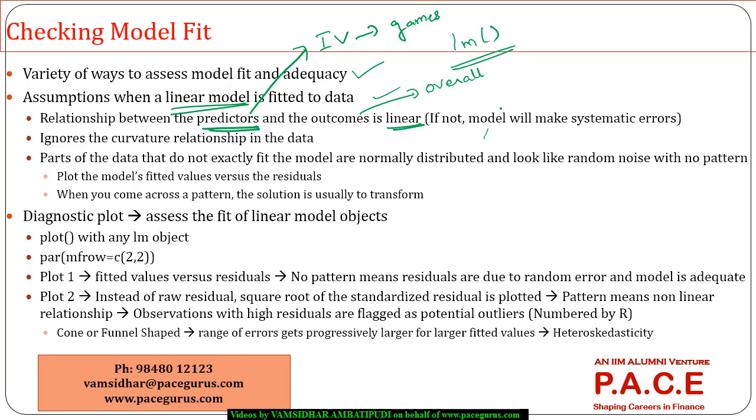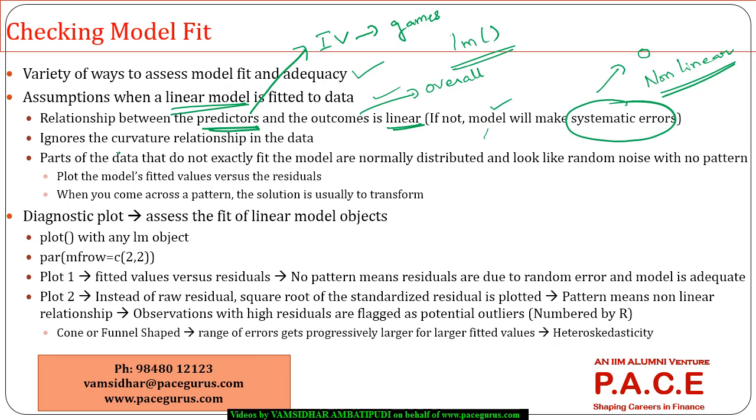But in reality, if the relationship is not linear, then the model will make systematic errors. There is a possibility that it says there is no relationship in the data, whereas there could be a very strong non-linear relationship present. So we have to really understand whether this relationship is more or less linear. Only then should I be able to use this LM model.